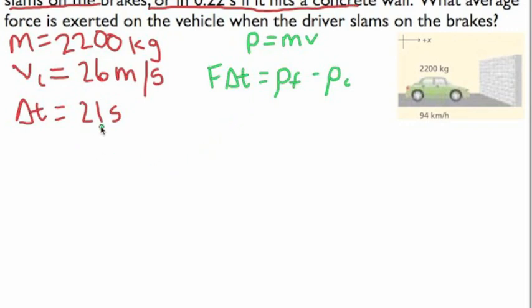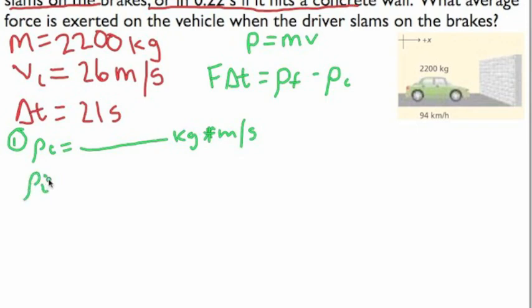So let's see what we've got here. First thing we need to do is we need to find our initial momentum and our final momentum. So that'll be the first thing we do, is find our initial. And it's in kilograms times meters per second. I'll try and make this, maybe that looks a little more like a multiply for you guys. So our initial momentum is equal to our mass times our initial velocity.